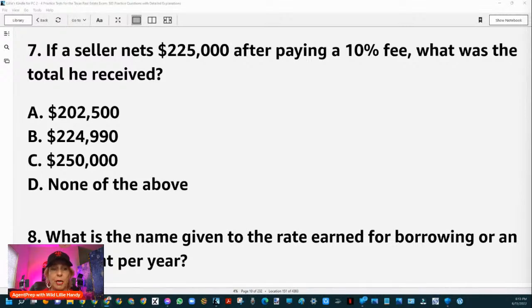So what would you do here? You could use the T formula, or you're multiplying 10% by 225, and then you subtract it, or 225,000 times 90. No, it is not A.